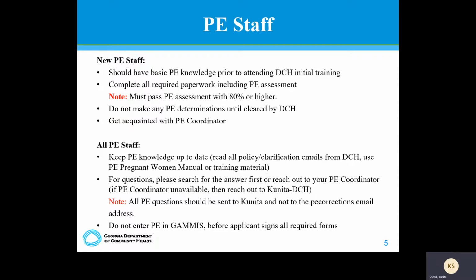Complete all the required paperwork, including the PE assessment. After you go through your training, you will have an agreement form, a completion of training form that you will have to complete, just to say that you understand the responsibilities of the program. You will also have to pass an assessment with 80% or higher. You have to have all of that completed and pass the assessment in order to be cleared by DCH to start making PE determinations.